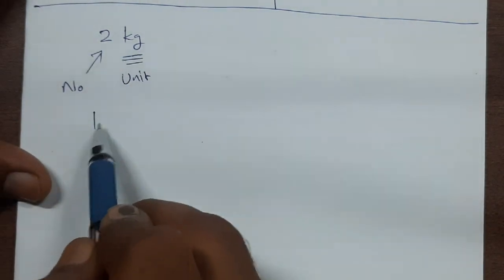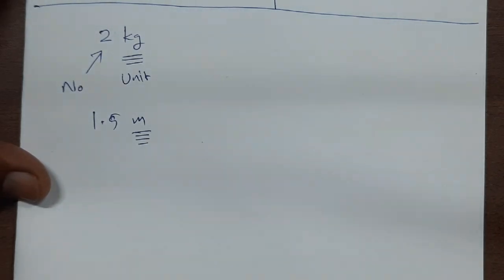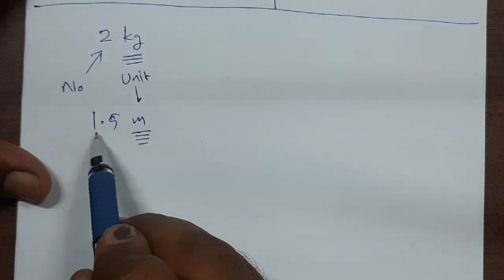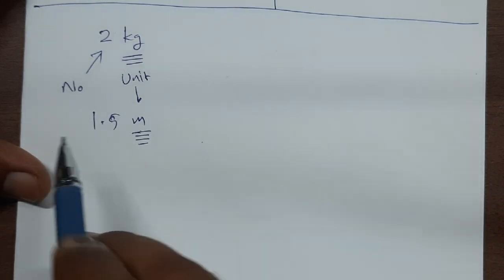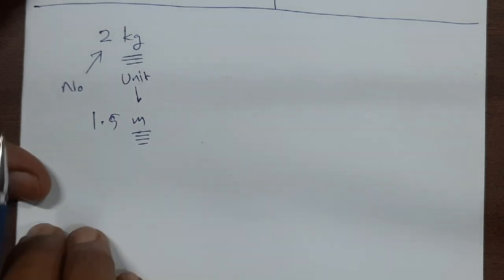Similarly, if I say that it is 1.5 meter, then we have already defined the meaning of meter. That is known as a unit. And I will have to repeat the meter 1.5 times. Therefore 1.5 is the multiplier. It is purely a number. Similarly, in case of a vector, what will we have to do? We will have to have some standard reference.